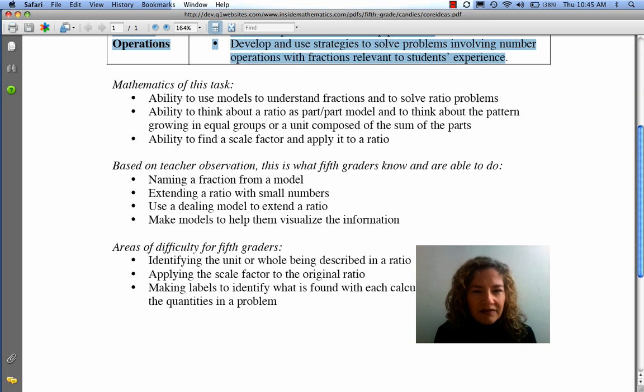So this is also broken up then. What's the mathematics of this task? Based on teacher observation, what do 5th graders know? What are they able to do? What are these areas of difficulty for 5th graders?